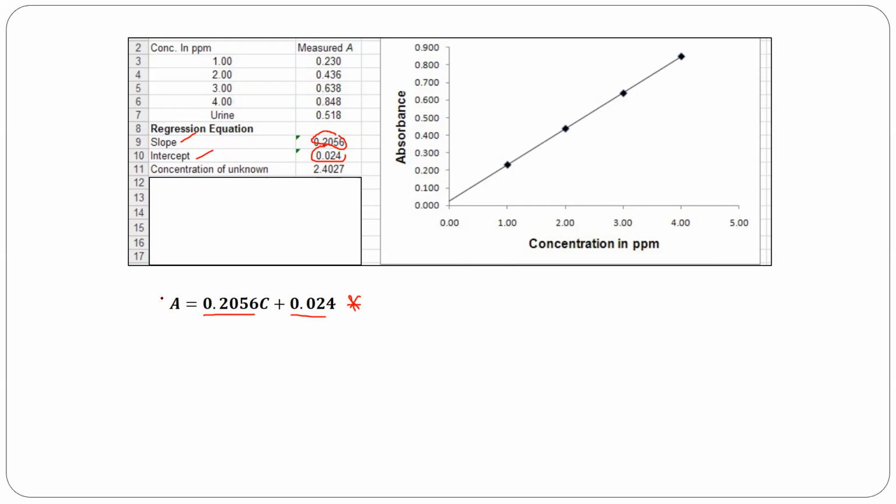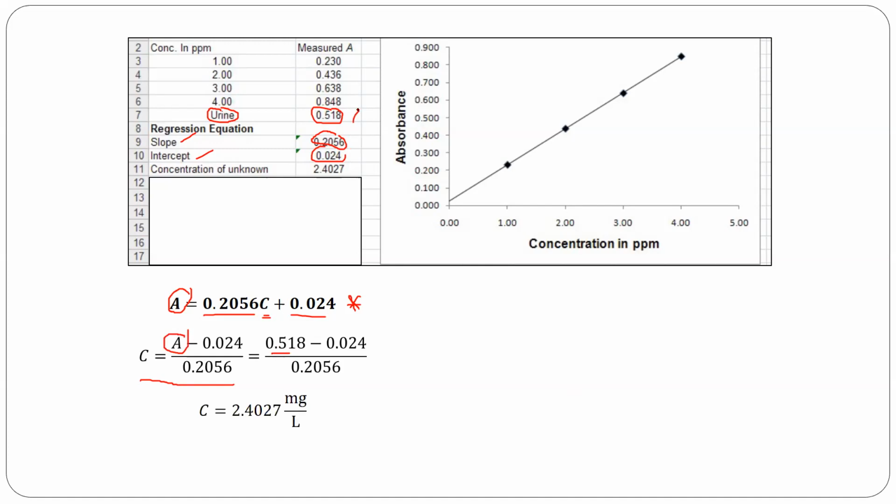Now, since you have this equation, ang sunod na ginawa, di ba meron kang unknown urine sample, you measure the absorbance. So yung 0.518 na yan, isa-substitute mo ngayon dito sa absorbance para makuha mo yung unknown concentration. So let's do that. If you're going to solve C in terms of A, ito yung itsura ng equation, right? Simplify nyo lang. So, substitute yung A ng 0.518 kasi yun yung unknown absorbance.